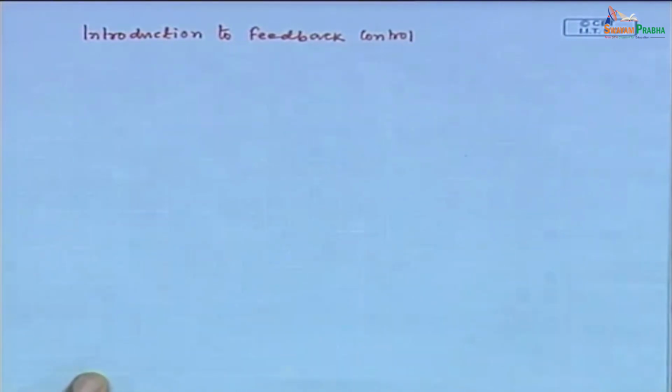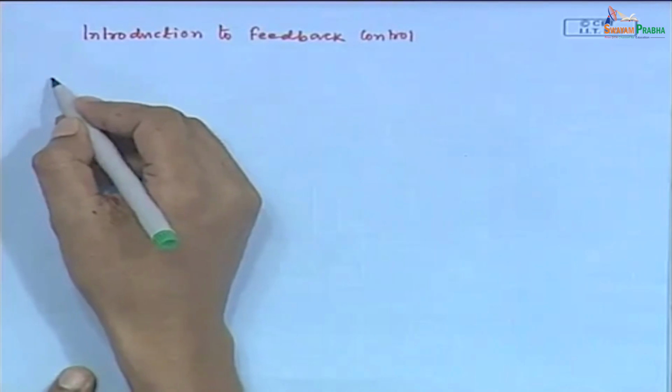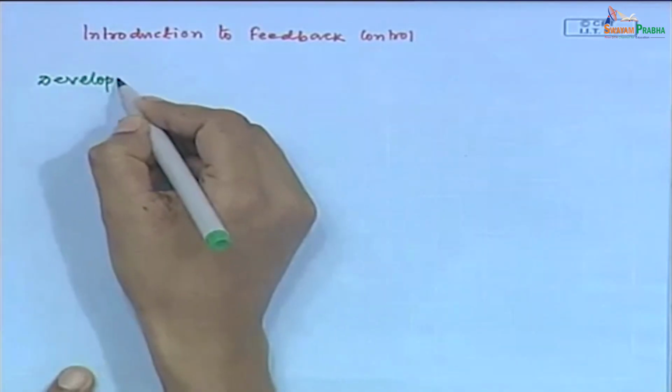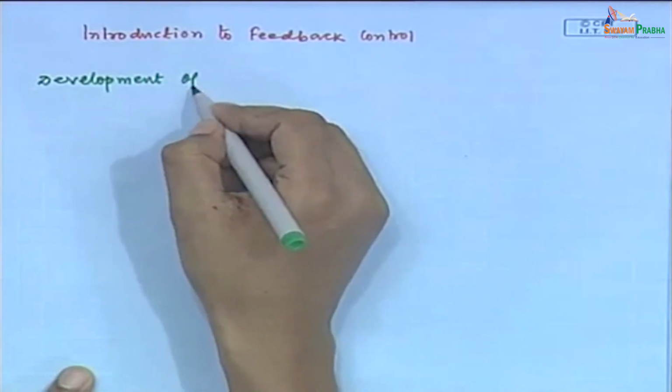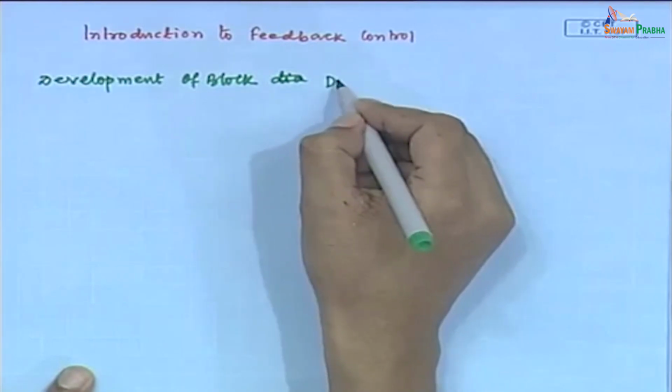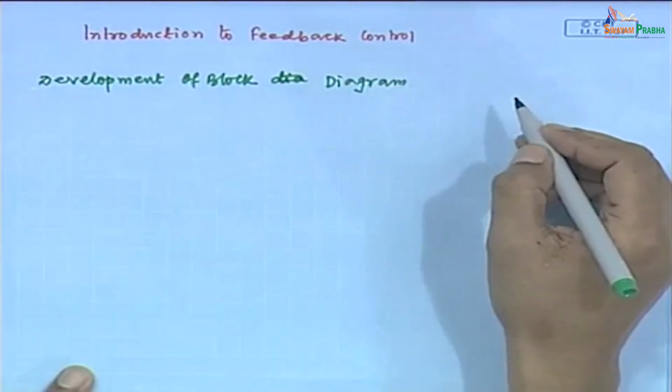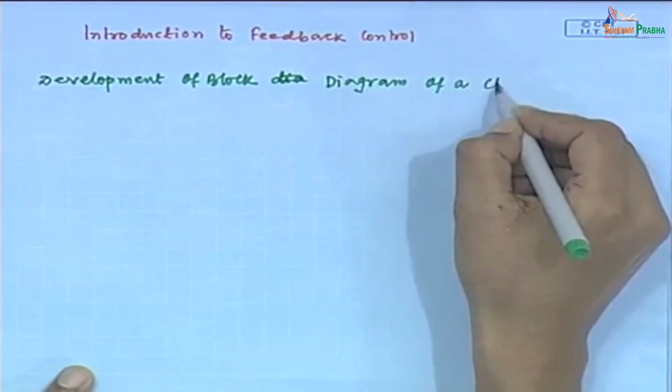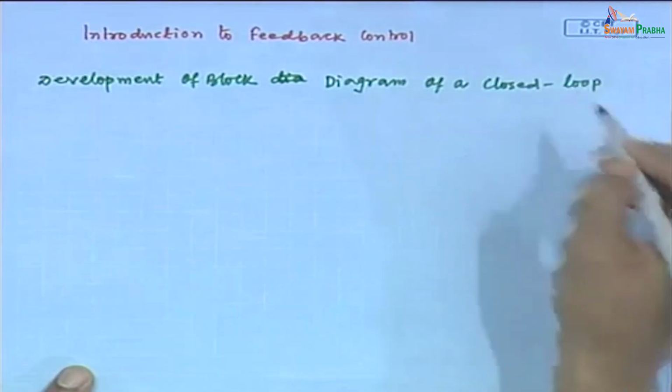Fine. Now, before discussing the different feedback control schemes, we will develop the block diagram of a closed loop process.